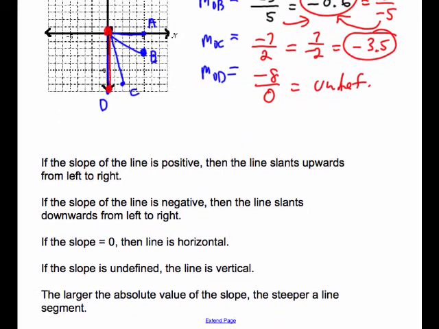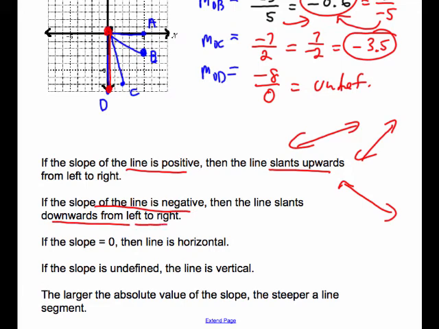So now a couple of things I hope you will notice from the top. First of all, when the line slants upwards, the slope is positive. That was in my first set of examples on my first grid. When the line slants downwards, the slope of the line is negative. If you have a horizontal line, the slope is 0. If you have a vertical line, the slope is undefined.